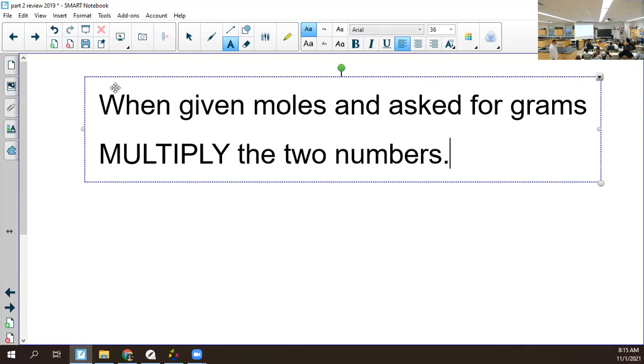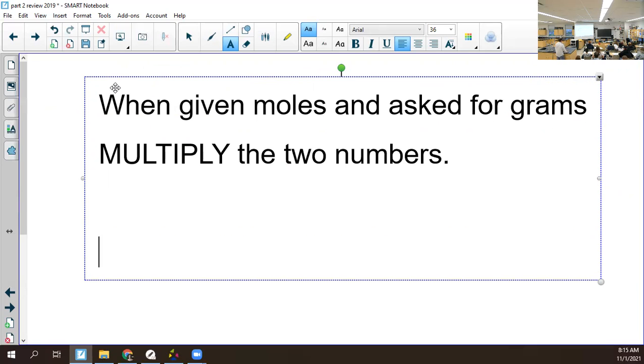When in doubt, memorize this. I want you to do the picket fence and understand how to use it and apply it. But when it's crunch time and it's just time to get the right answer, when given moles and asked for grams, multiply the two numbers. It'll work every single time. What two numbers am I talking about? I'm talking about the number in the problem and the molar mass. On the test, you'll be given the number in the problem and the molar mass. So if you're asked for grams from moles, what should you do? Tell your partner. Multiply.